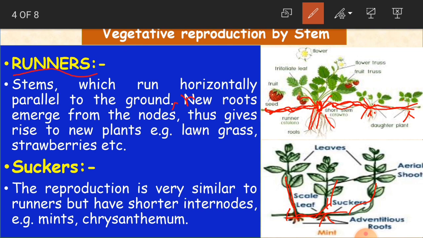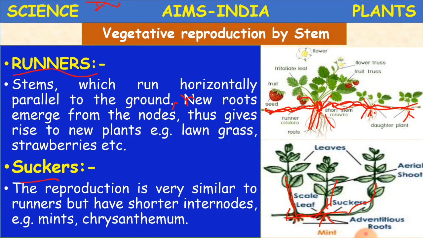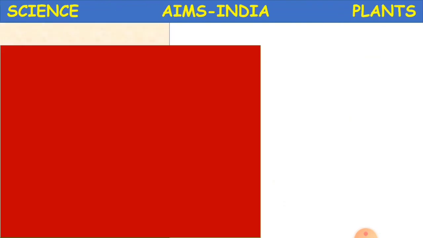Chrysanthemum plant also, if you plant a single plant in a pot, it just spreads in the pot by giving new plants. Okay, children, by just occupying the space in the soil, it develops its roots and gives birth to the same kind of plant in the pot area. Okay, so these are called suckers. Now we'll see the other plants.